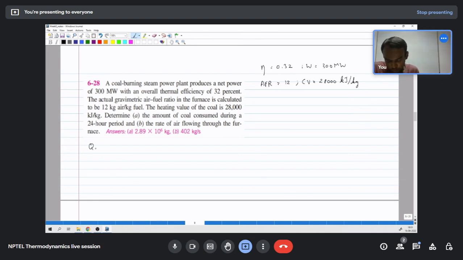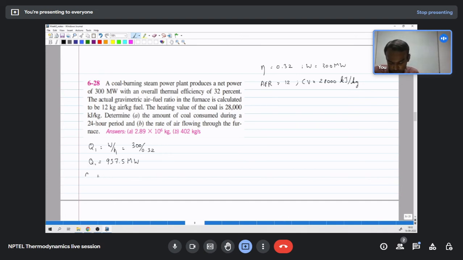I would calculate Q1 as eta into W. Eta is 0.32 and W is 300 megawatt. So, sorry, it is W by eta, which is 300 by 0.32. This is 937.5 megawatt. So this is the heat input.